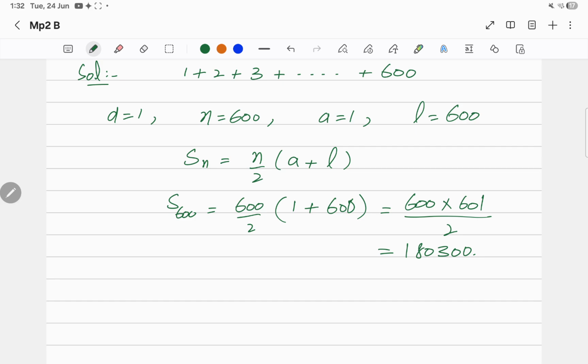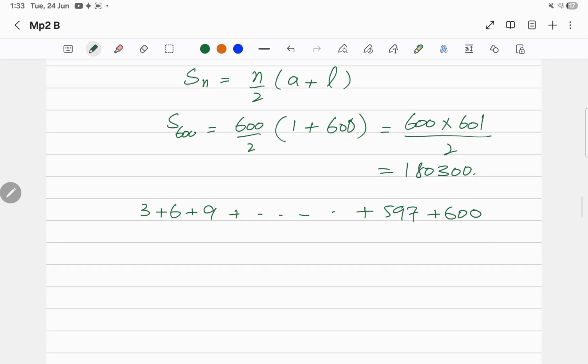Okay, now if we find the sum of the multiples of 3 between 1 and 600 first, so consider the multiples of 3: 3 plus 6 plus 9, and the series of the multiples of 3 up to 600 will be up to 597 plus 600. If you take 3 as a factor out, you're left with 1 plus 2 plus 3 plus so on up to 200.